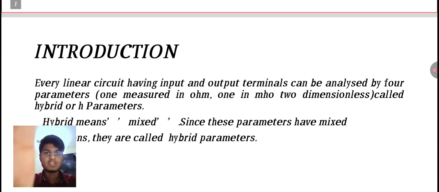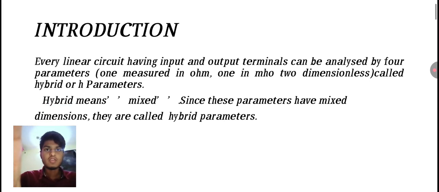First, the introduction. Every linear circuit having input and output terminals can be analyzed by four parameters. One is measured in mho, one is measured in ohm, and two are dimensionless, called hybrid or H parameters. Hybrid means mixed. Since these parameters have mixed dimensions, they are called hybrid parameters.